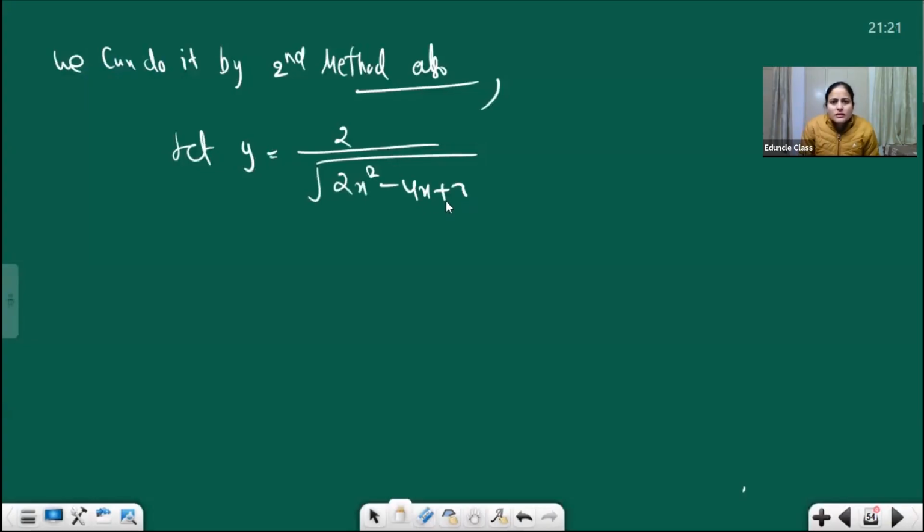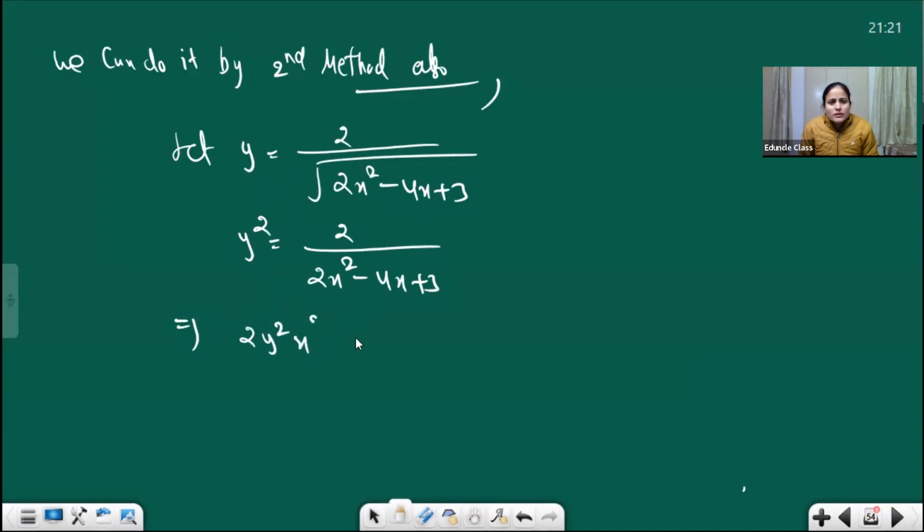minus 4x plus 3. Take the square on both sides. So y square is equal to 2 upon 2x square minus 4x plus 3. Okay, that is y in terms of x, but I want x in terms of y. So take the cross multiplication. So 2y square x square minus 4y square x plus 3y square minus 2 is equal to 0.